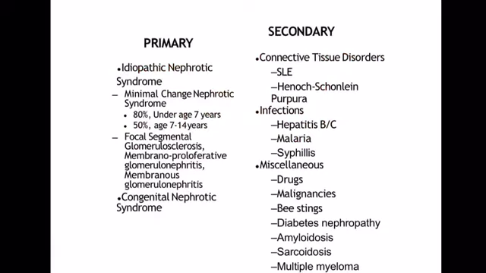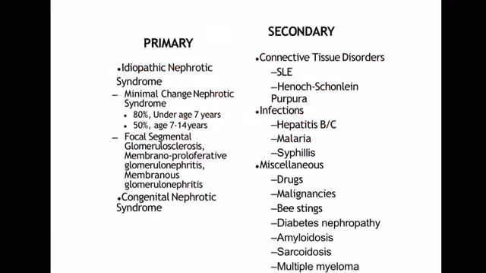80% of this occurs at an age under 7 years, and 50% at age 7 to 14 years. So it is mainly seen in children. Then focal segmental glomerulosclerosis, membranoproliferative glomerulonephritis, membranous glomerulonephritis, and congenital nephrotic syndrome. These are all primary causes. This leads to the symptoms of the nephrotic syndrome.